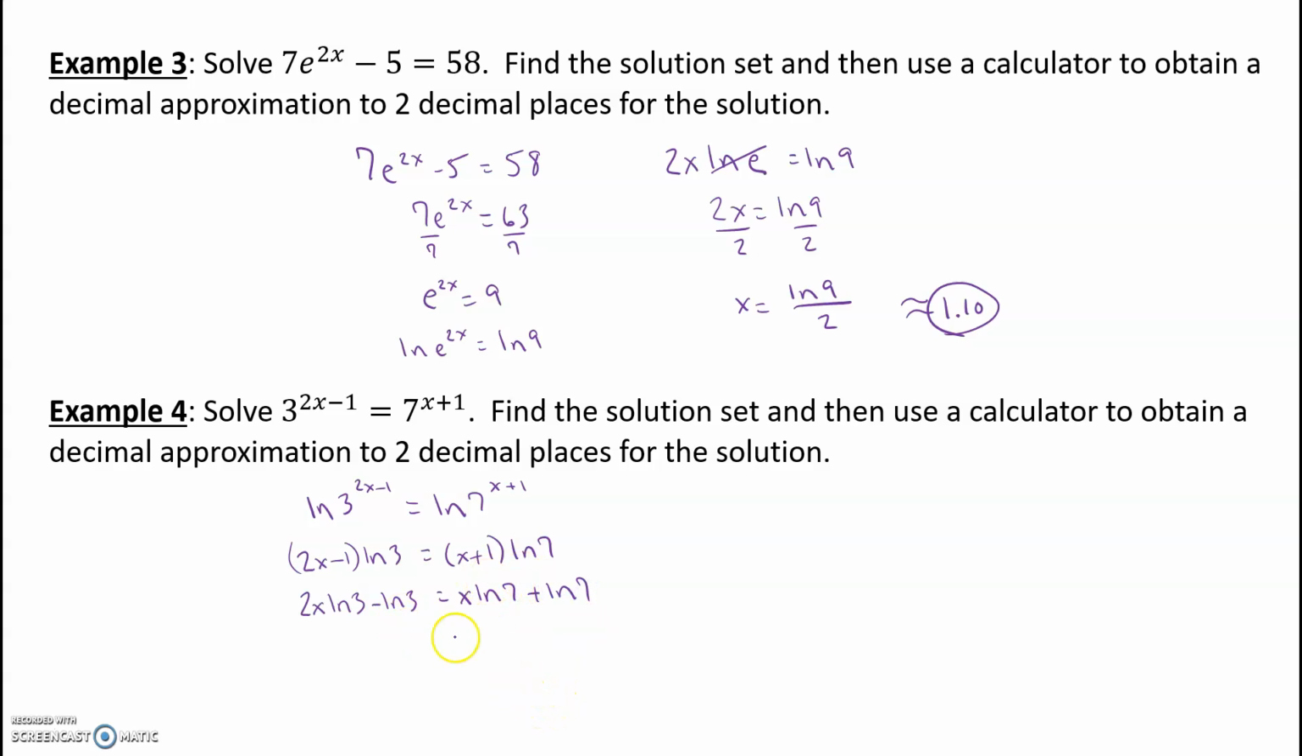Let's get our x's to one side. So we're going to subtract these over. I'll do it in 2 steps. 2x natural log of 3, we're going to subtract that minus x natural log of 7. Still have that minus natural log of 3. So I subtracted x natural log of 7 from both sides. Again, you want to get your x's over here, so let's add that natural log of 3 over.